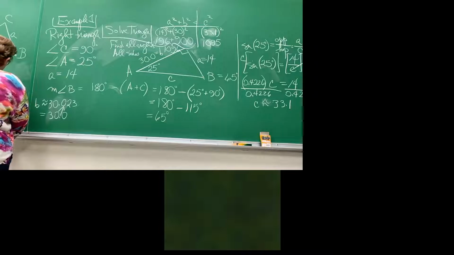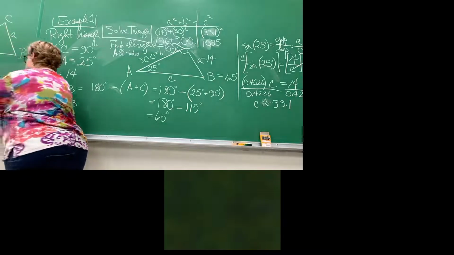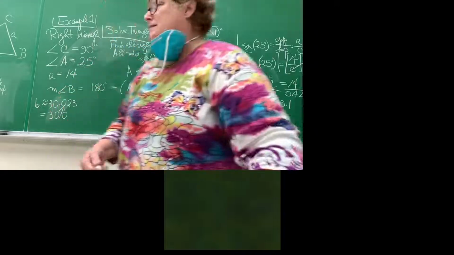So let's solve the triangle. If little a is 12, little b is 11, and little c is 14. How do we do that? Is it even possible?